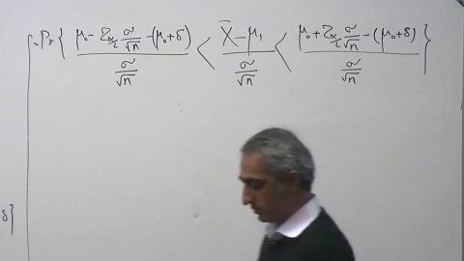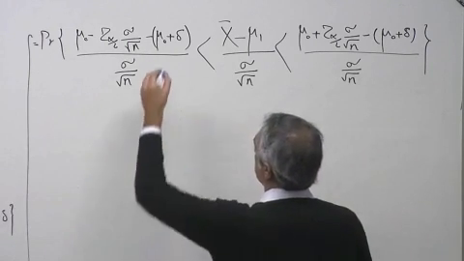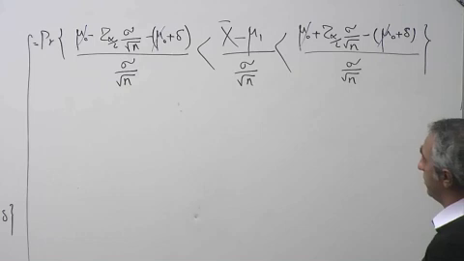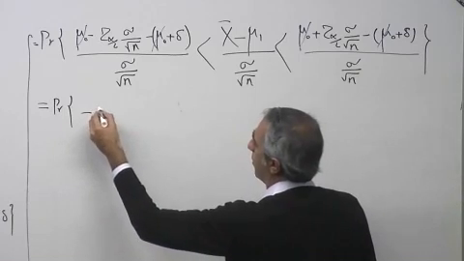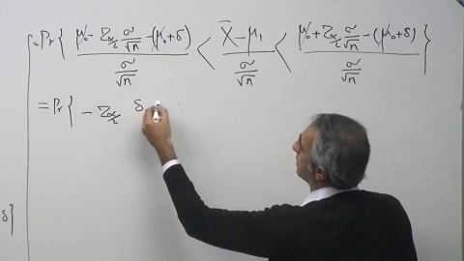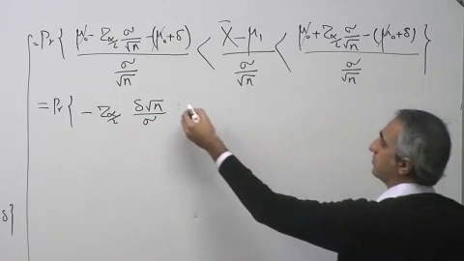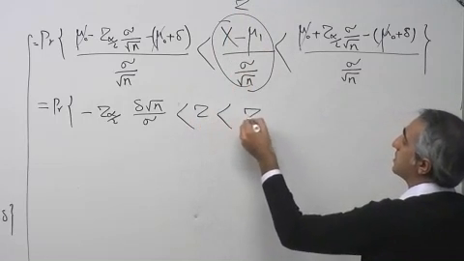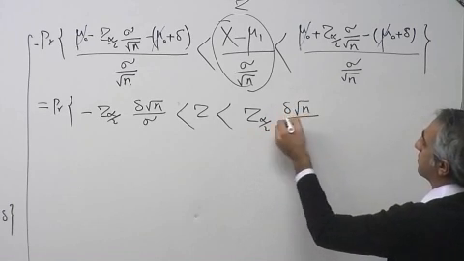Now it's time for simplification. So we can easily simplify this, going to cancel out these two, cancel out each other, and at the end of the day, I get probability of minus z alpha over 2, and this would be delta square root of n divided by sigma. What is this guy? Z alpha over 2, delta square root of n sigma.